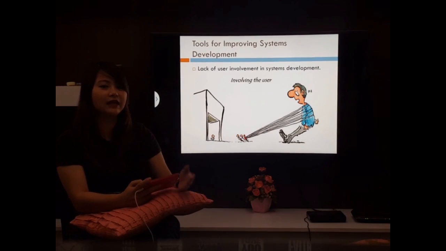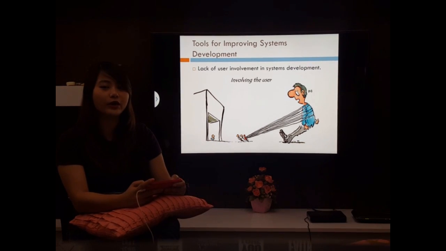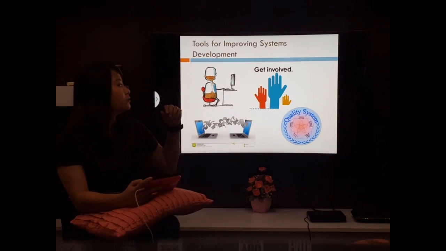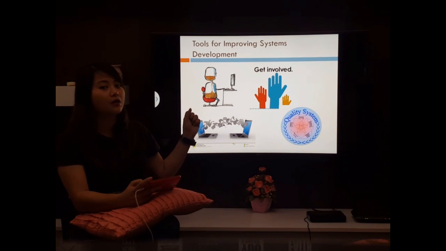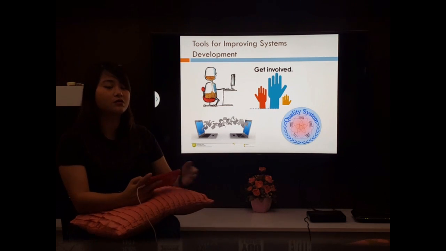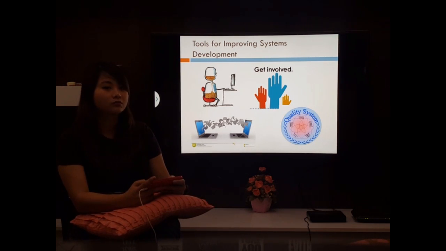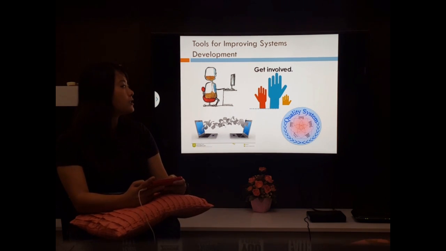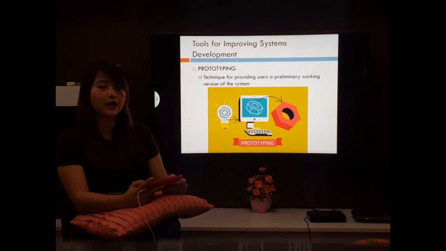These problems have led researchers to seek ways to improve the development process. The efforts have focused on reducing the development time, facilitating transfer of information, encouraging users' involvement, and improving the overall system development. So, there are several widely used techniques for improving the system's development. First, we have prototyping.